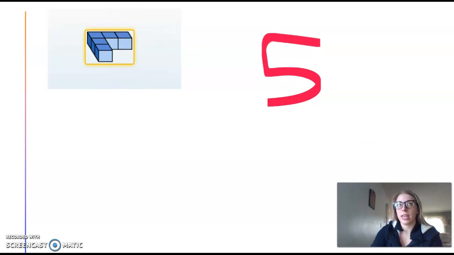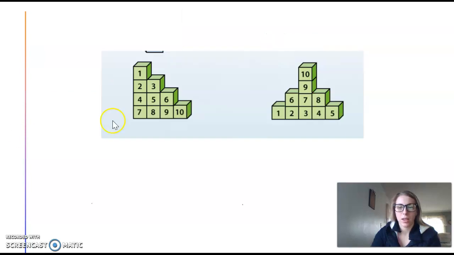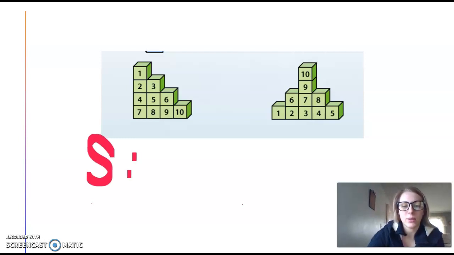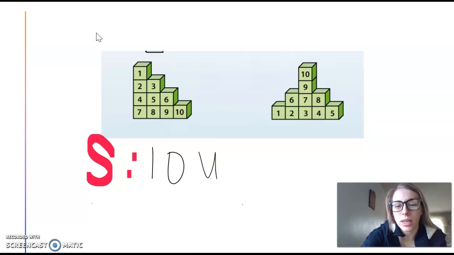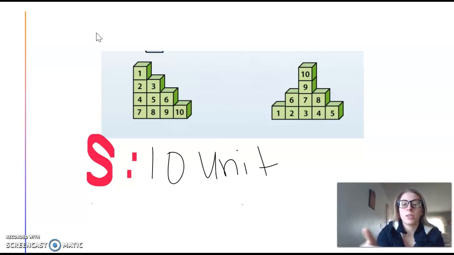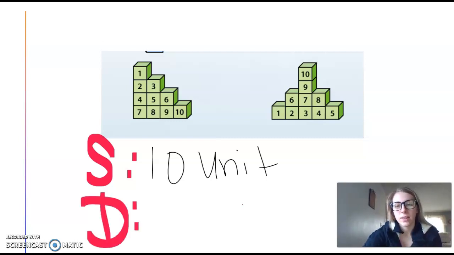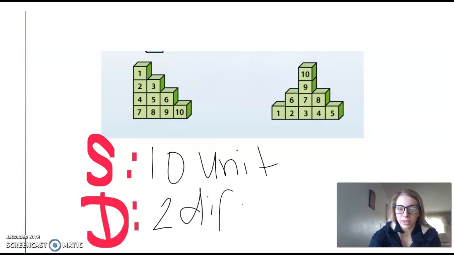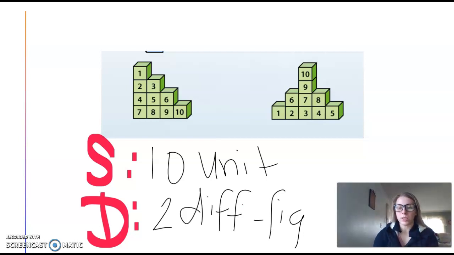So just today we're going to be looking at a lot of the problems that you're going to be doing. You're just going to have to identify how many cubes you see. All right, we're going to talk about similarities and differences between these two figures that they have built. So what is one of the similarities that you see here? If you answered that they have 10 unit cubes, you are right. That's what's similar about them. They each have 10 unit cubes. The difference is there's 2 different figures built. So that's the cool thing about unit cubes. You can build multiple different creations with the same number of cubes.